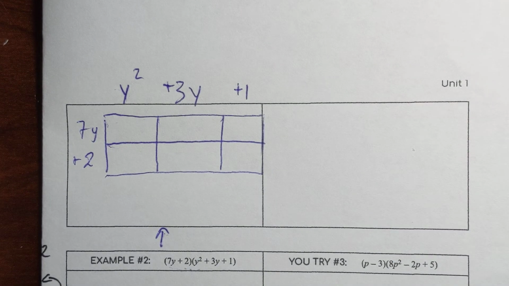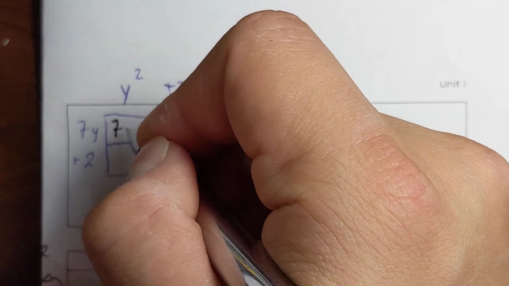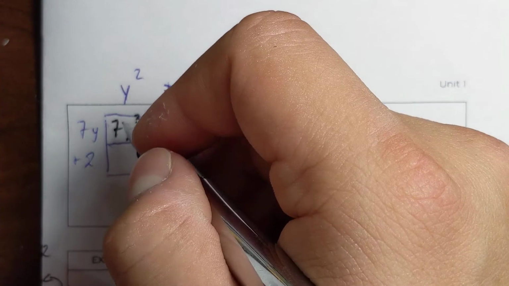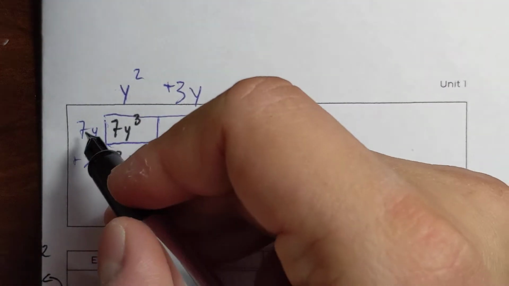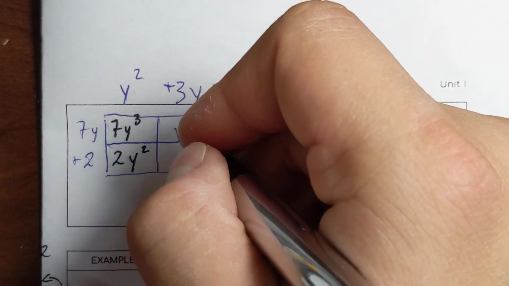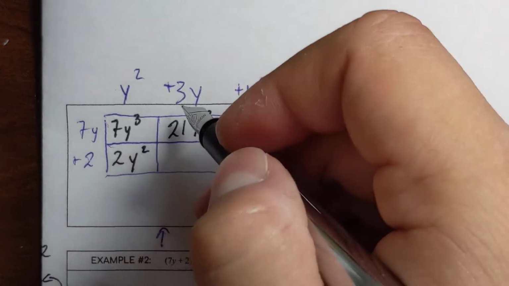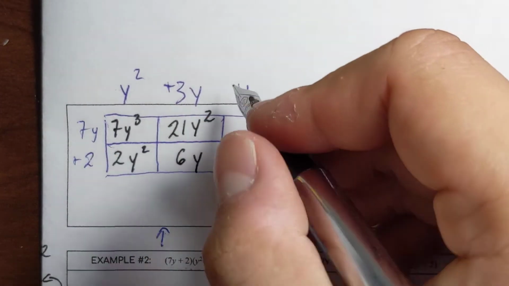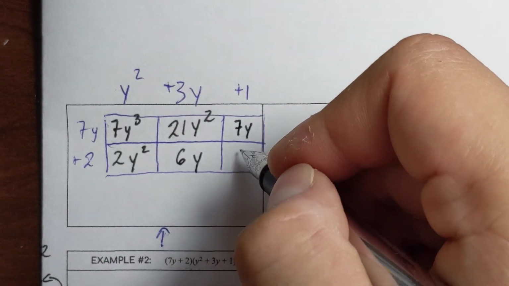Once you make your box right there, you have to do the multiplications. So 7y times y squared should be 7y to the 3rd power. 2 times y squared, 2y squared. 7y times 3y, 21y squared. 2 times 3y should be 6y. 7y times 1, 7y. 2 times 1, 2.